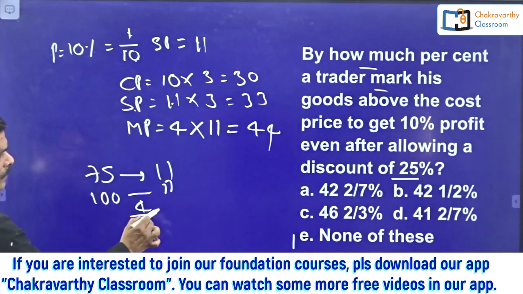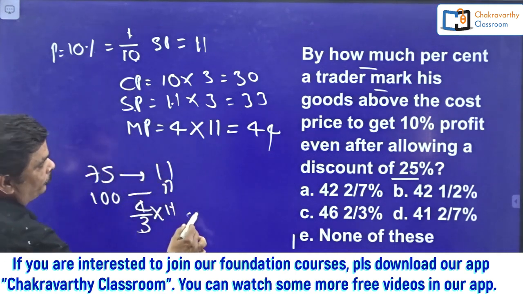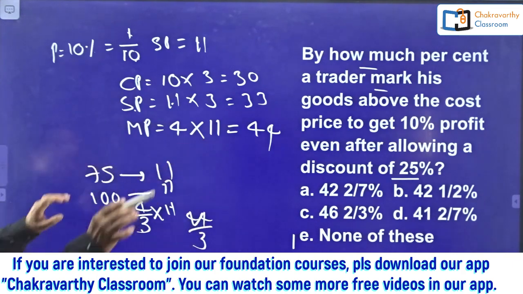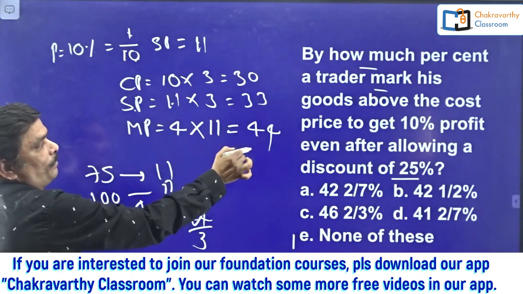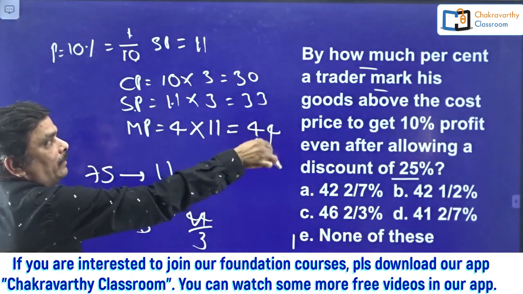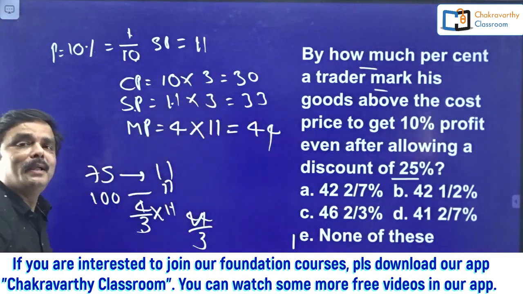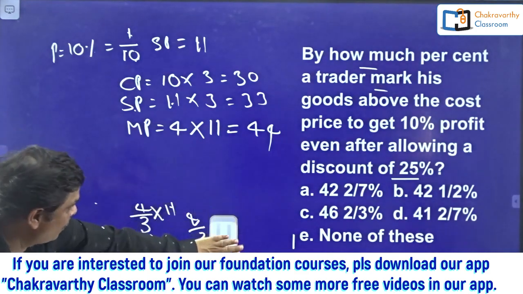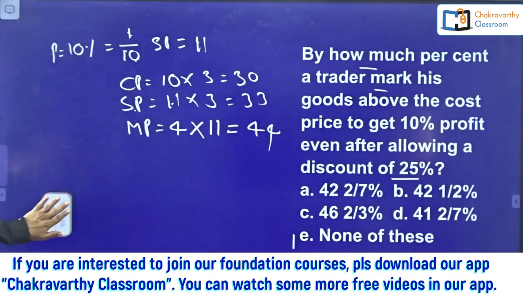or 4 by 3, whatever it may be. Directly you can do 4 by 3 into 11. That is 44 by 3. See the figures. Now it is 44. So in the previous case, 44 by 3 means multiplied by 3. Again these two will be multiplied by 3. You will get the same numbers. Now you got the clarity? Fine. Now I am going for the final step in the unitary method.